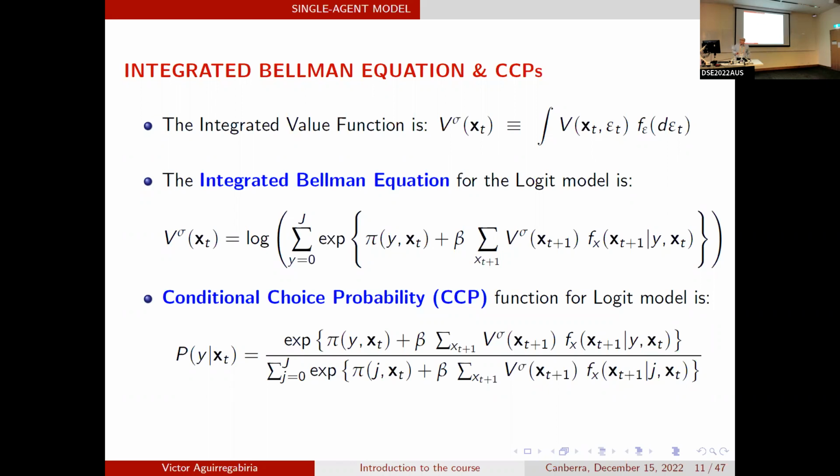With logit and additive separable unobservables, we have this well-known expression for the integrated Bellman equation, where we have the logarithm of the sum of the exponentials of these conditional choice value functions, which can be represented as today's utility plus the continuation value, the future expected utility. And we also have this conditional choice probability function with this logit expression.